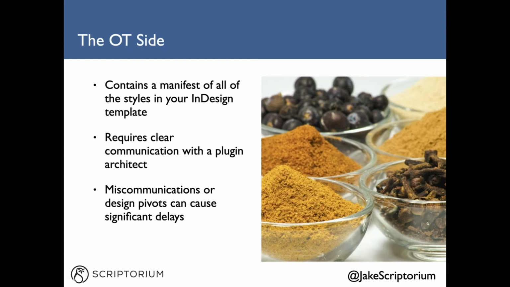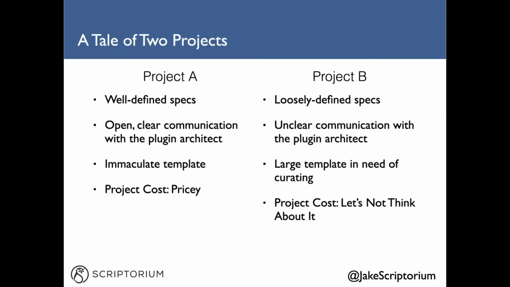So let's just go ahead and take a look at a couple of different projects. We've got project A, who has a well-defined set of specs along with, say, a guide that talks about how styles are applied and how any specialized content they have is formatted. Whereas project B has specs, but they might not be up to date. Project A maintains clear, open lines of communication with the plugin architect, whereas project B, it's not really clear lines of communication. Sometimes there's some contradictions and things that require clarification.